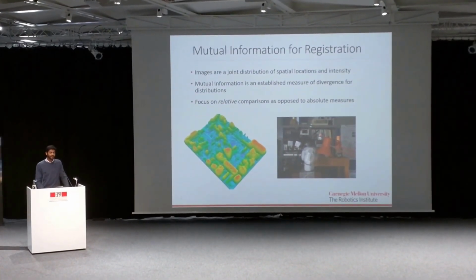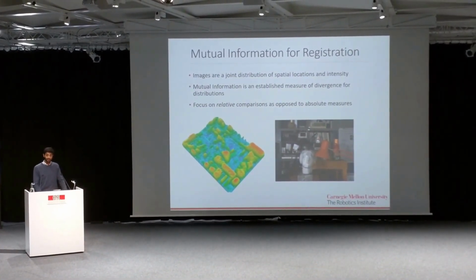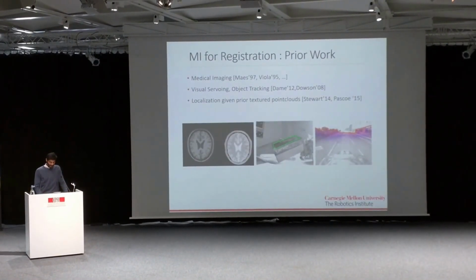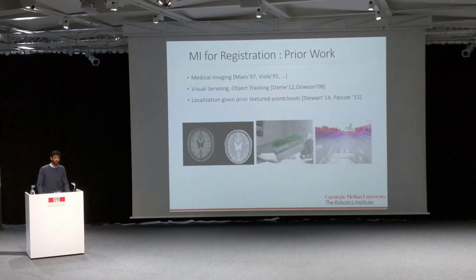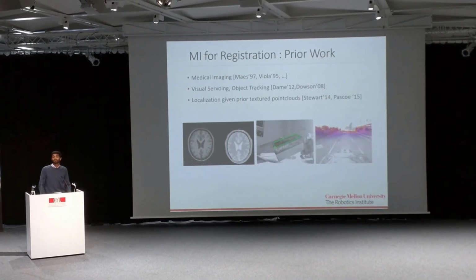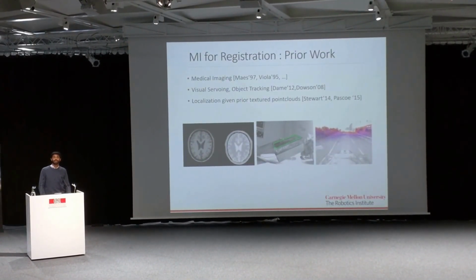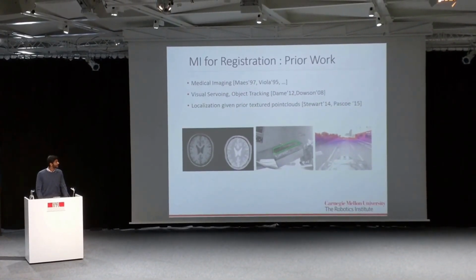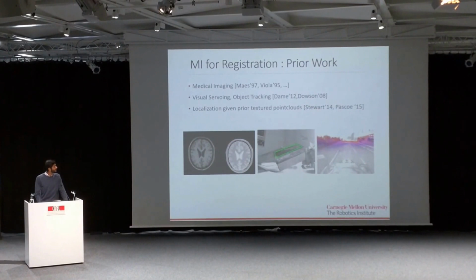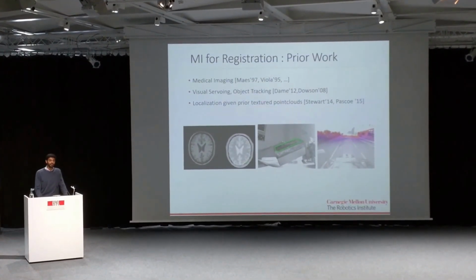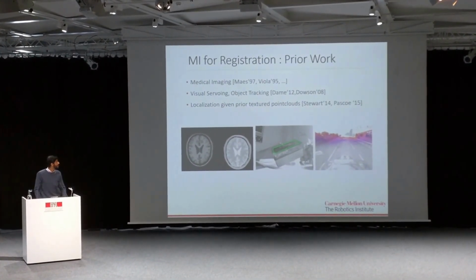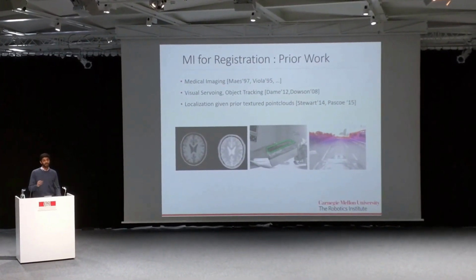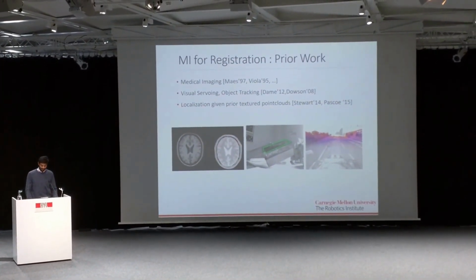The key idea here is that instead of looking at absolute intensity values, you're now looking at relative comparisons between images. So you're not the first people to think about this. Mutual information is used a lot in the medical imaging community for multimodal registration for the exact reason I mentioned before. And lately in robotics, we've seen some effort by groups in France for visual servoing, and most lately by Paul Newman's group for trying to estimate pose given textured point clouds.